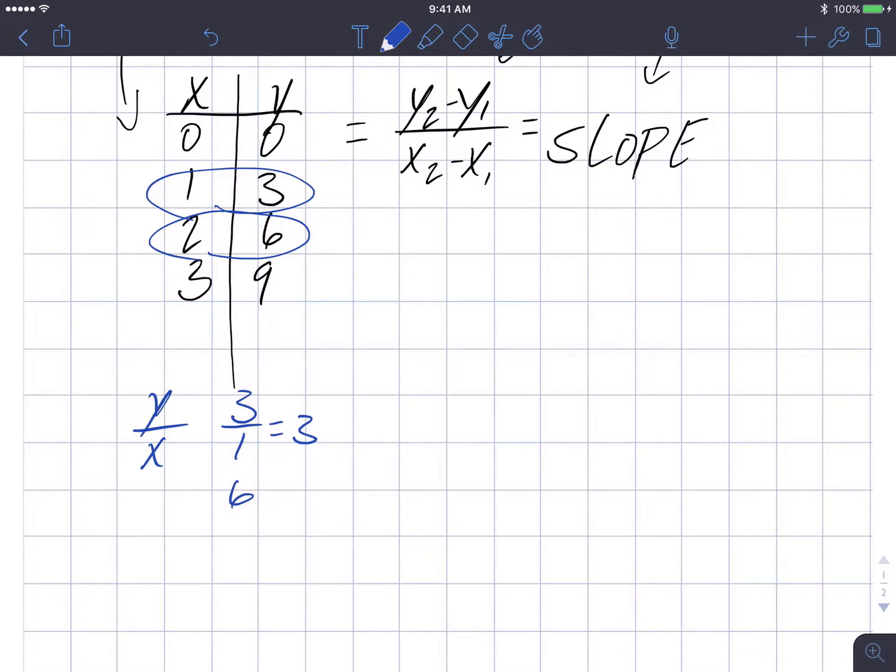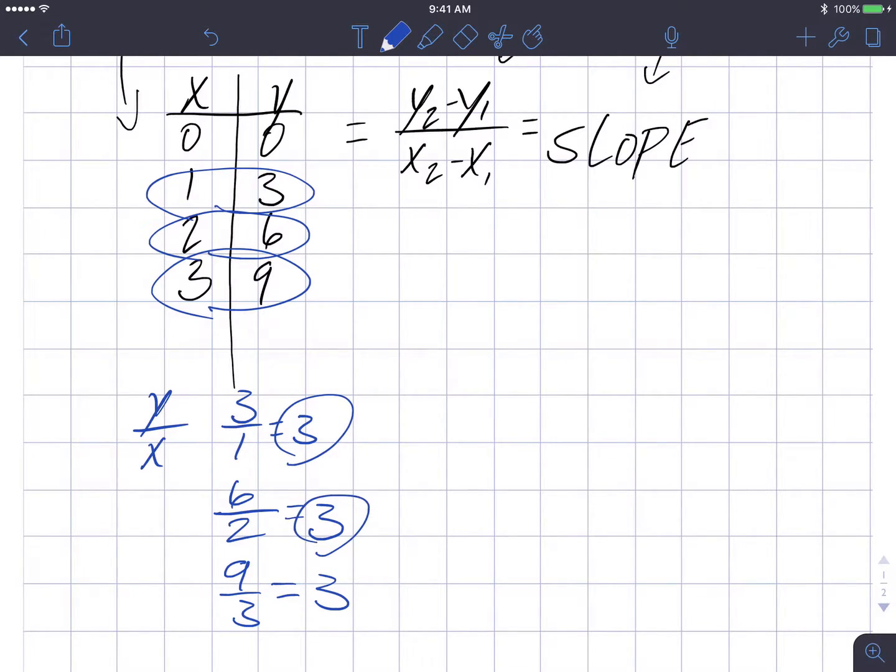6 over 2 is 3. Last one. 9 over 3 is 3. See that? It's the same every time. So it's constant, 3, 3, 3. That means it has a constant rate of change, and you know that the slope is probably going to be 3.